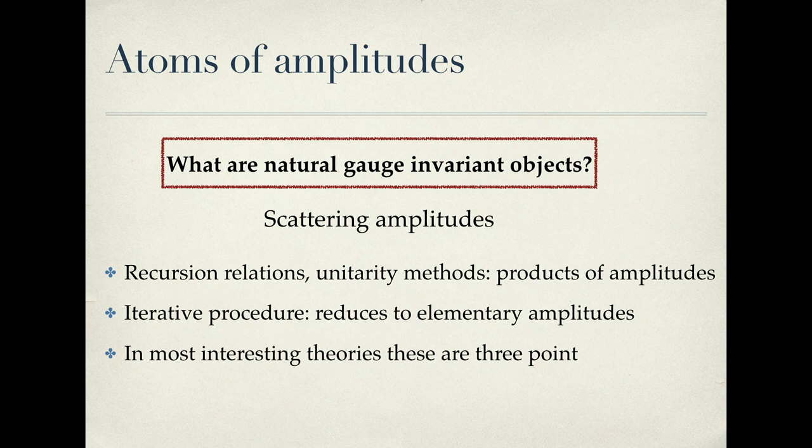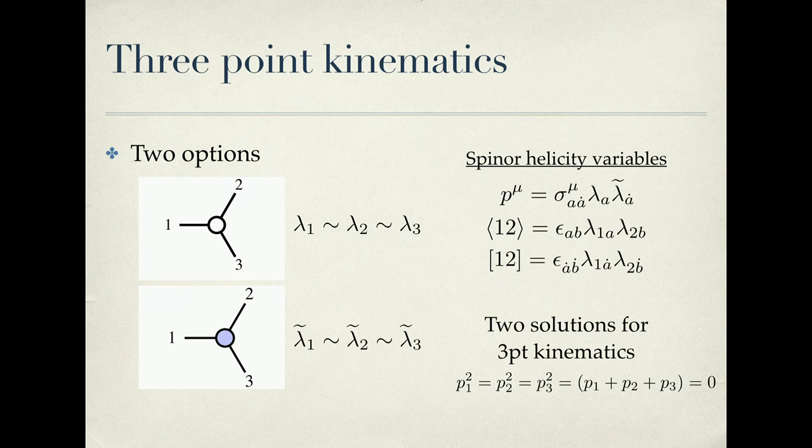So now let's go back to the three-point amplitudes, and let's see what we can do with them directly. So this is just a reminder. For the three-point amplitudes, we had this three-point kinematics discussion. There is either this option or this option. Again, I just reviewed, these are the spinor helicity variables. These are two solutions for three-point kinematics.